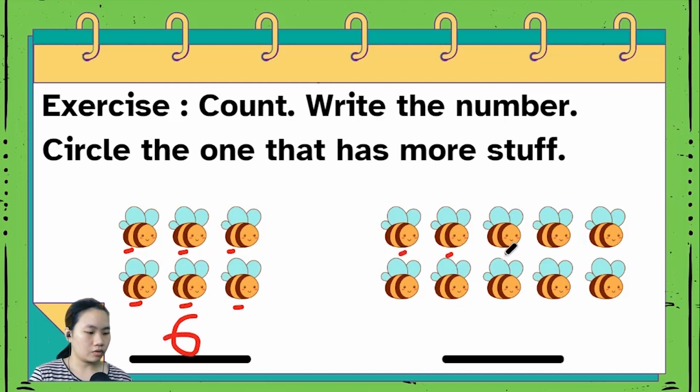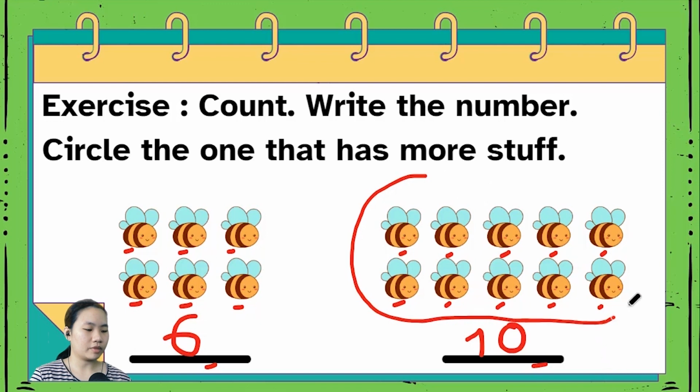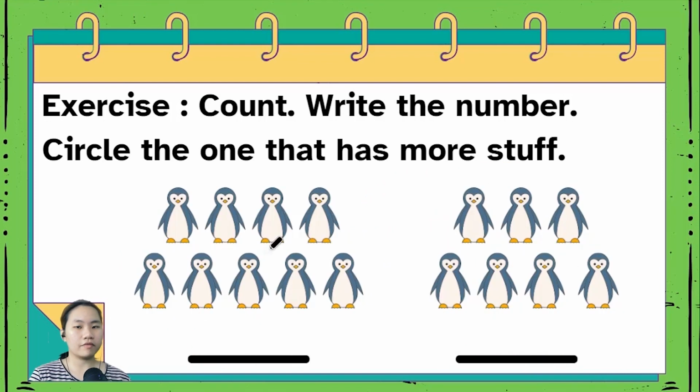1, 2, 3, 4, 5, 6, 7, 8, 9, 10. We have 10 bees over here, okay? So which side has more bees? Is it the 6 or is it the 10? It is 10 bees. Okay, great job. Next up, we have penguins.